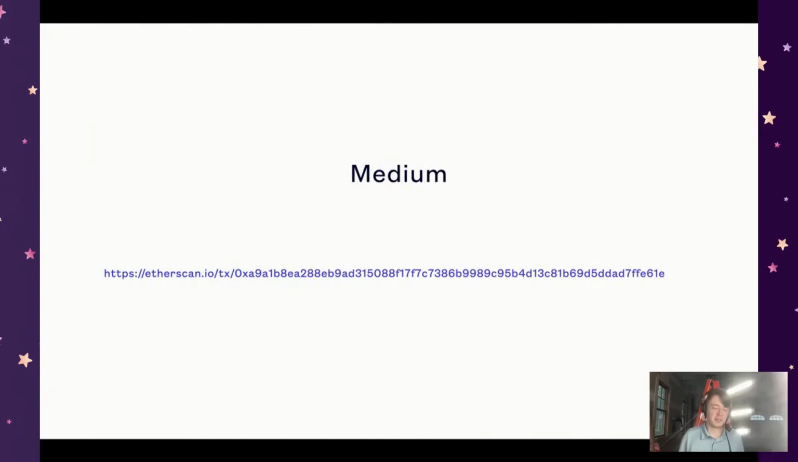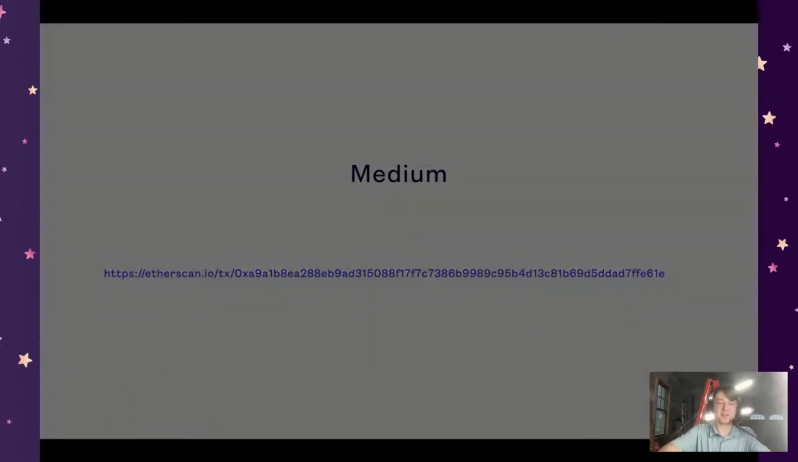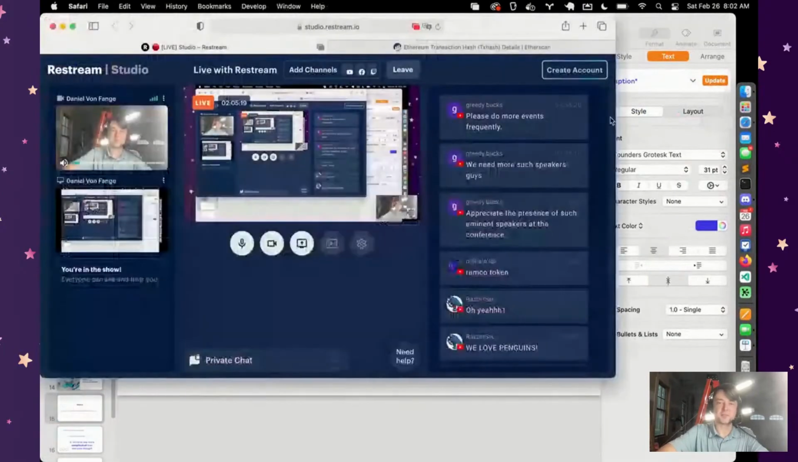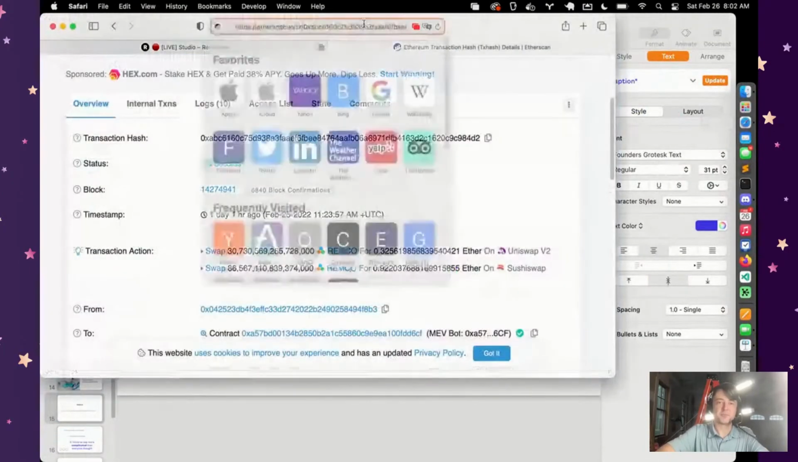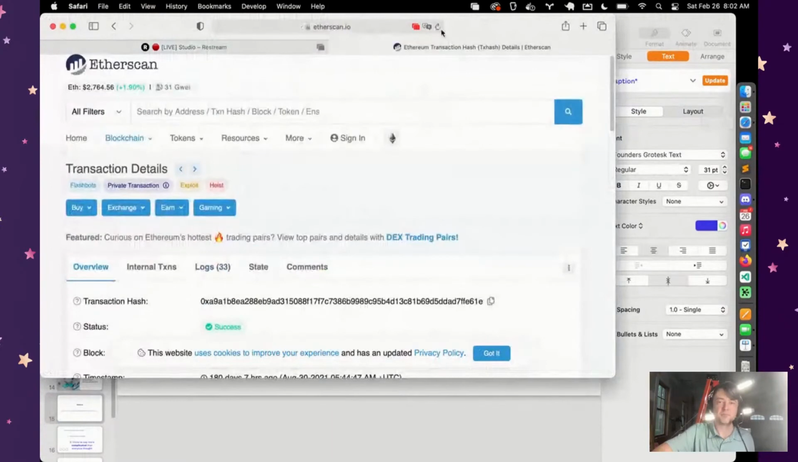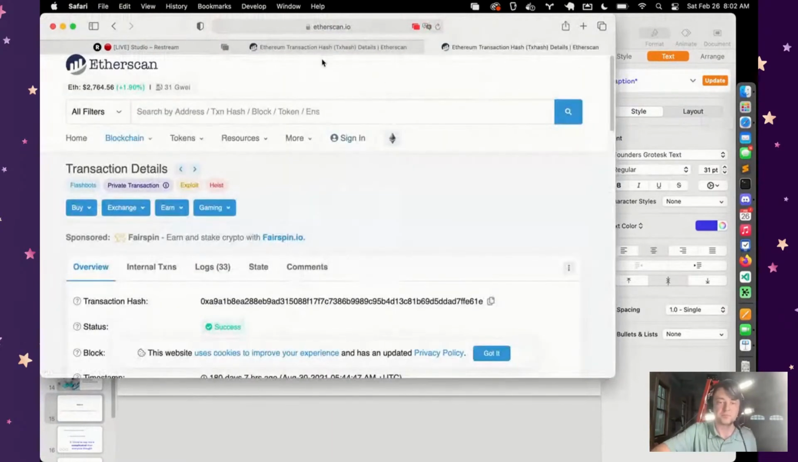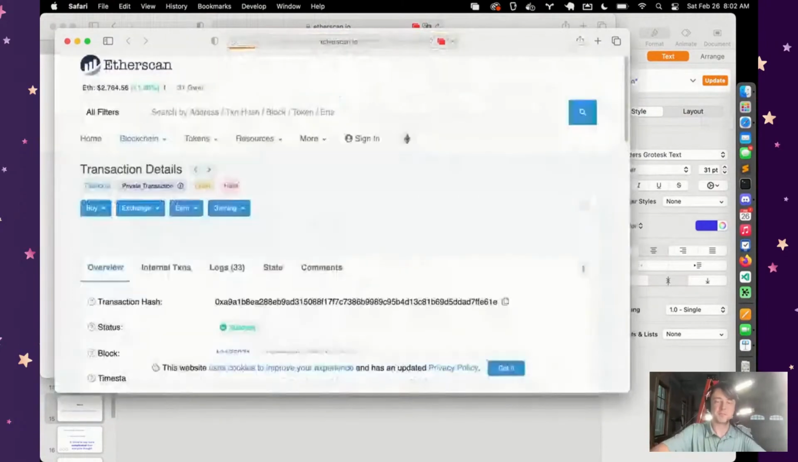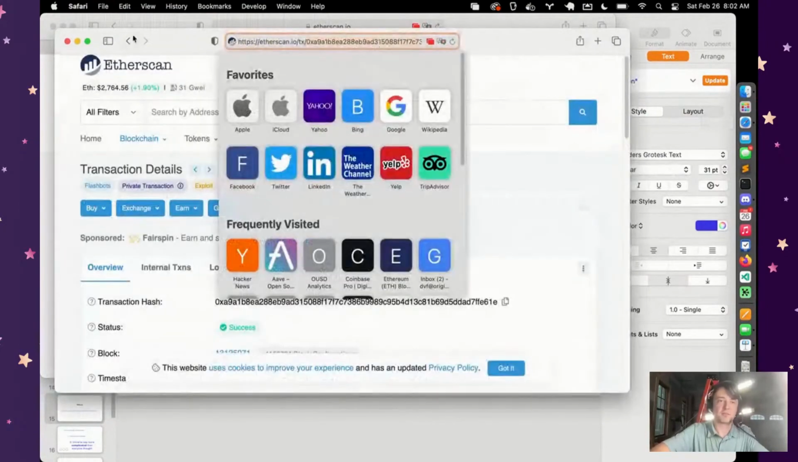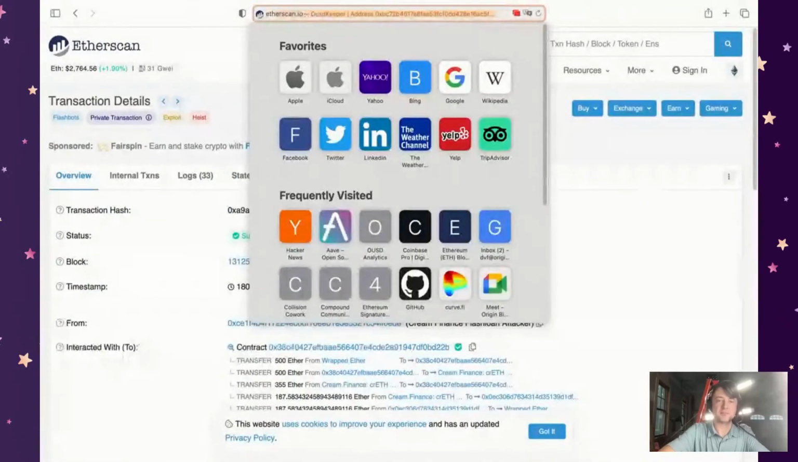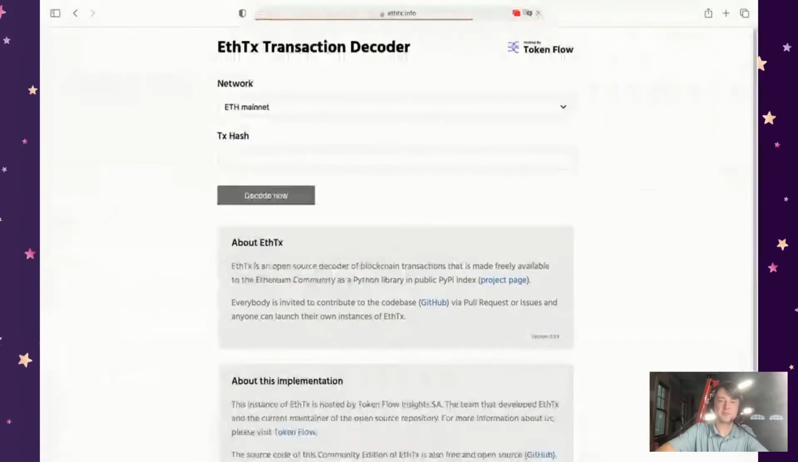So now, I've labeled this one medium. It is actually not medium. Well, it's way harder than the other one, less hard than the hardest one. So we'll go take a look at this transaction here for a second. I keep doing this. I'll stop eventually. We'll go over to Etherscan again.